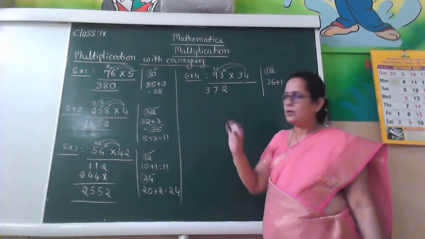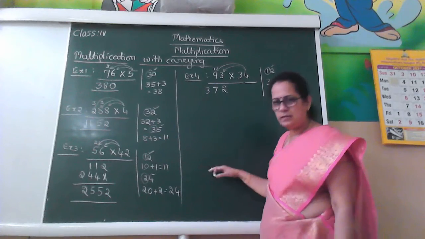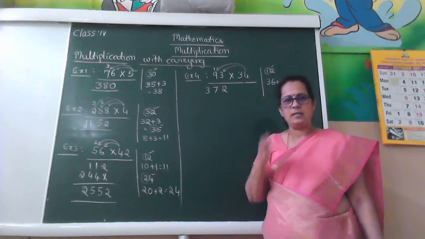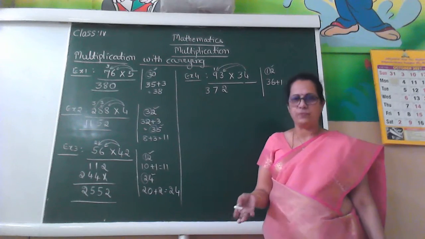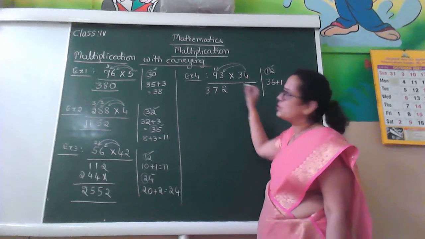Because you have to give this much of gap, children, because when you add, according to place value, unit, tens, 100, it will be easy for you. That's why you give some gap in between each number.